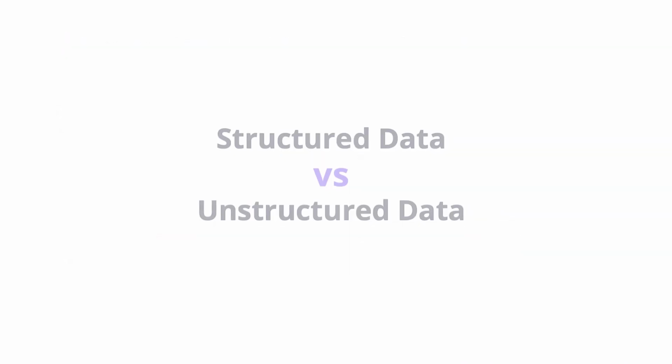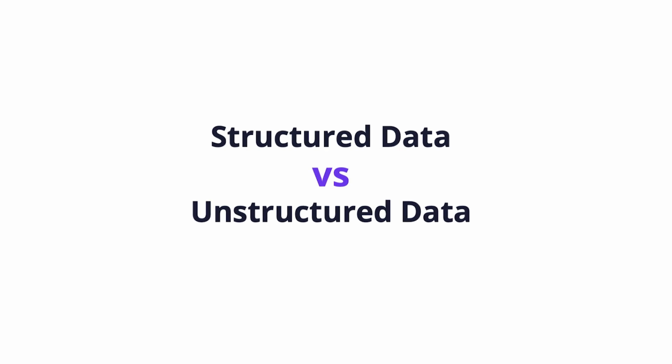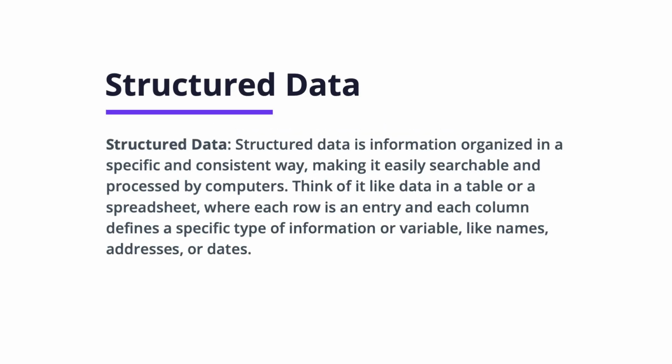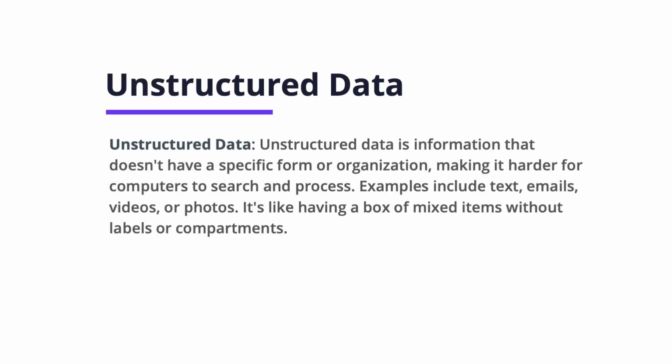Also associated with the data, we hear about structured data and unstructured data. Structured data is information organized in a specific and consistent way, making it easily searchable and processed by computers as well as humans. Think of it like data in a table or a spreadsheet, where each row is an entry and each column defines a specific type of information or a variable, like names, addresses, or dates. Unstructured data, on the other hand, is information that doesn't have a specific form or organization, making it harder for computers to search and process. Examples include text, emails, videos, and photos.